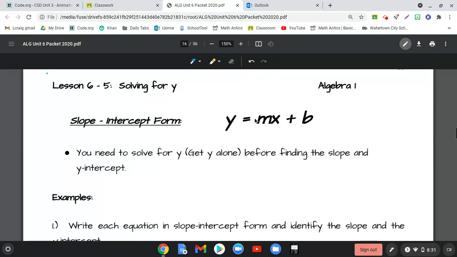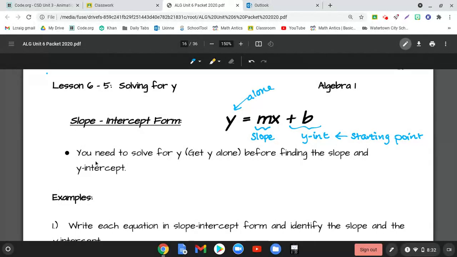Okay, just a reminder, this is slope-intercept form because the m is your slope, the b is your y-intercept, and remember, the y-intercept is going to be our starting point when we go to graph. But again, y has to be alone.